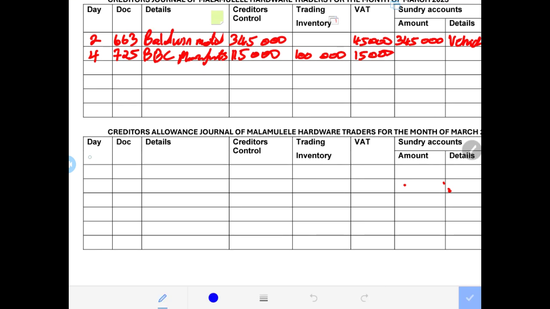This is day number 16 that we are dealing with, document number 456. Details: we are returning to our BBC manufacturers. How much are we returning? Including VAT is 920. The cost of the inventory is 800. How much is VAT? It is 120.